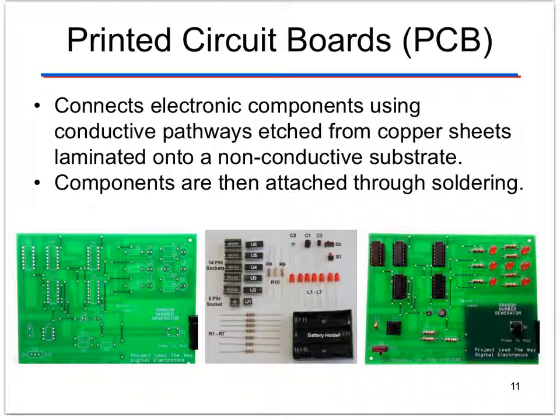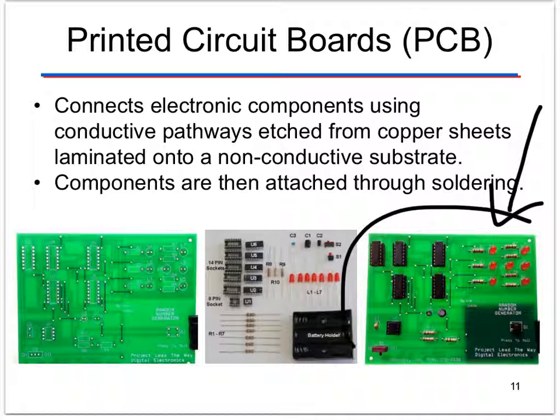So here are PCBs. These are printed circuit boards, and this is basically when you are not prototyping, when you're creating an actual circuit for commercial use. This is what you would use. This right here, we're going to create a random number generator, and we're going to solder it, and you'll actually get a printed circuit board to keep.